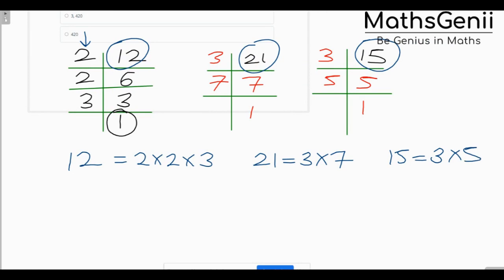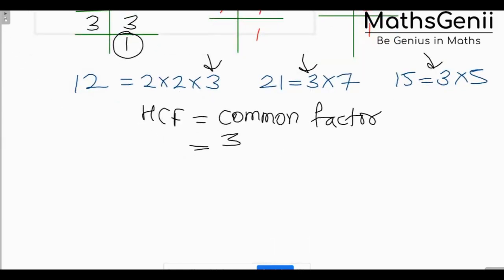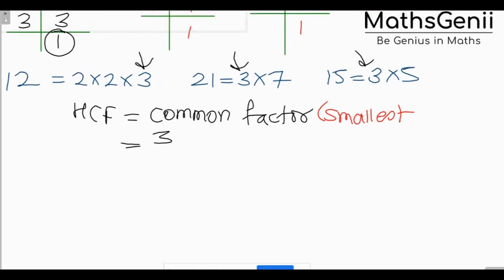Now he told me in the question to find HCF first. So let's find HCF. For HCF, you have to first find the common factor and then the smallest degree. What is common in all three? 3, 3, 3. Only one term is common. So HCF is 3. In this case, power was not there on 3. That is why I did not consider it.